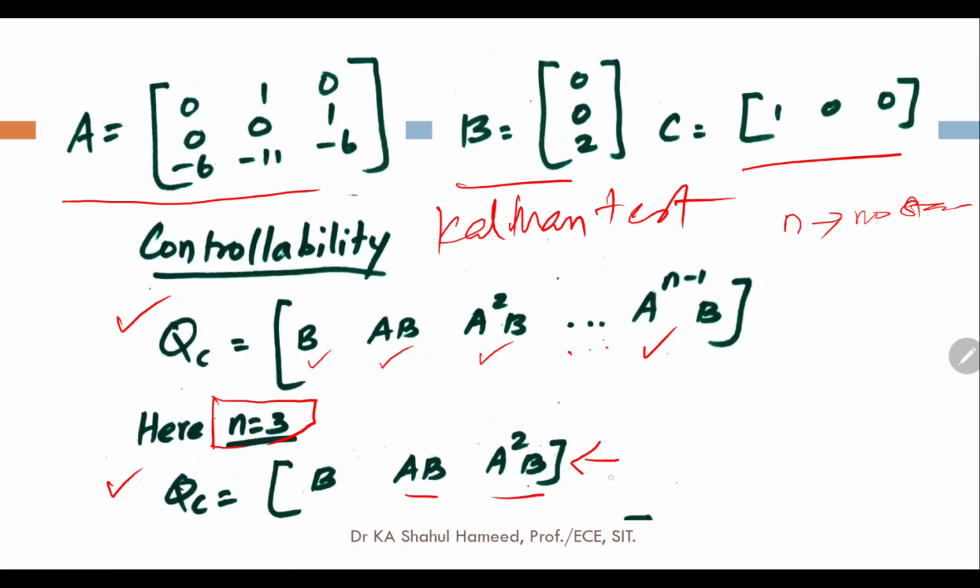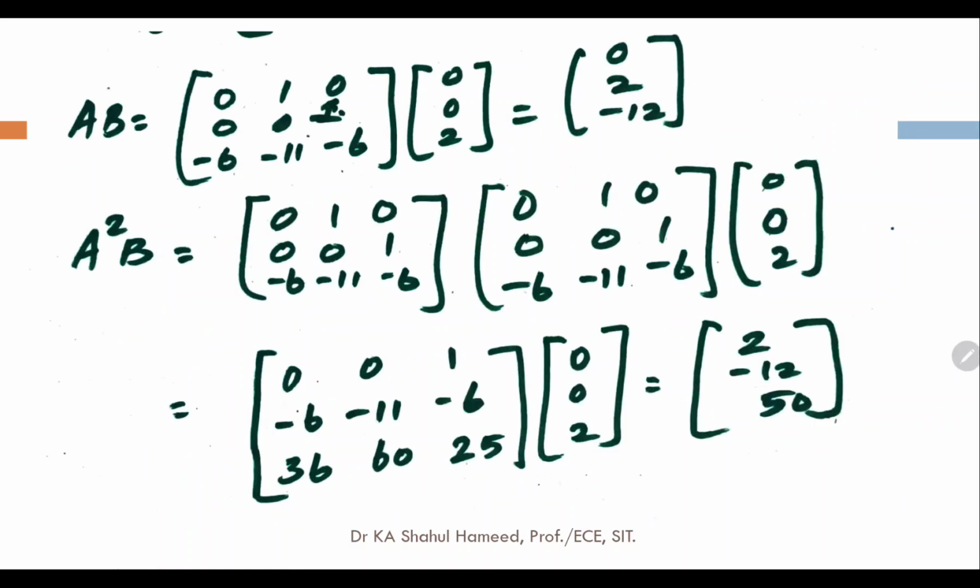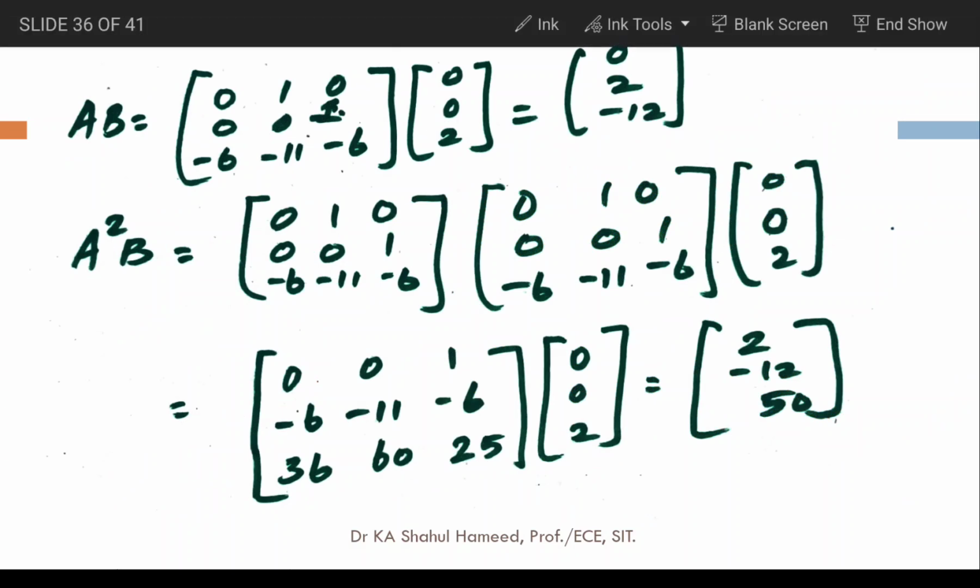Now after forming this composite matrix, we have to find the determinant of QC, and it should not be equal to 0. We have to find the rank of the matrix, and if the determinant is not equal to 0, then the rank of this matrix is n, where n is equal to 3. Hence we can say the system is completely controllable.